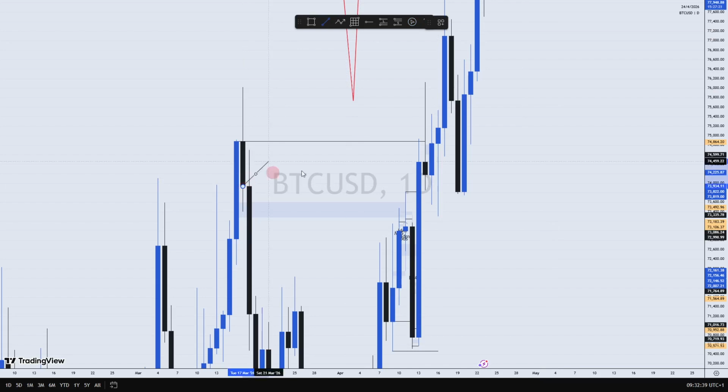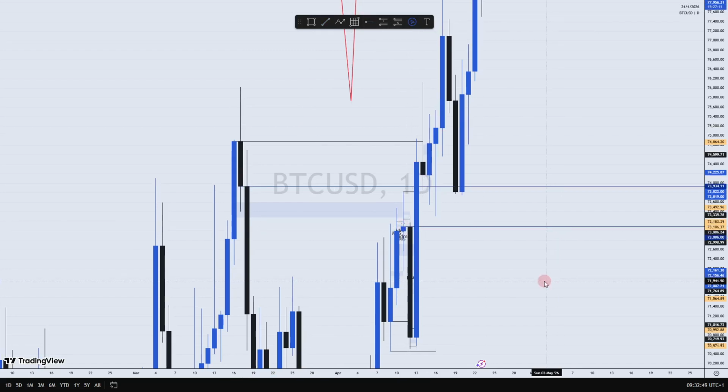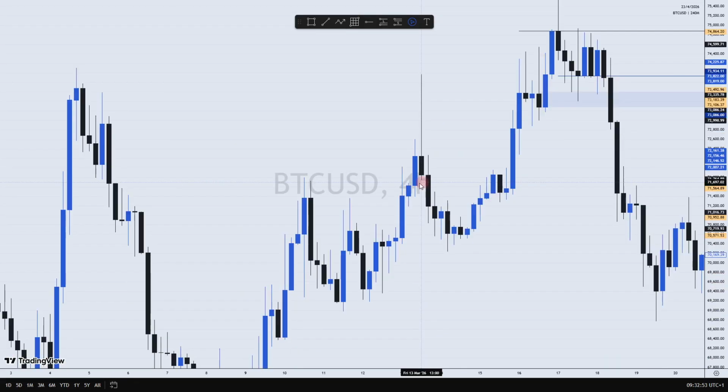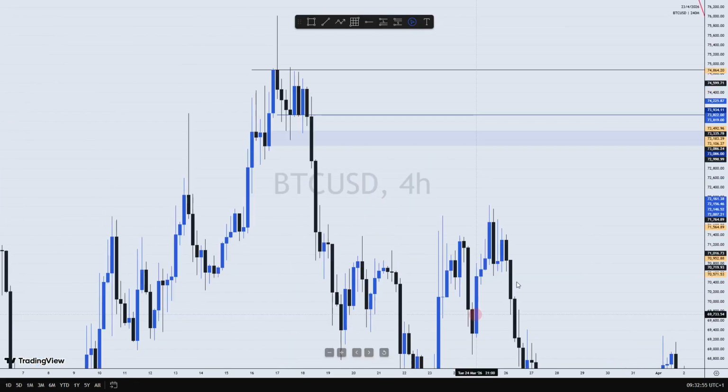I'm seeing two zones. I'm seeing this daily zone, this daily zone, and I'm also seeing this zone here. So let's check inside the 4 hours now and see if we can refine our zone better.